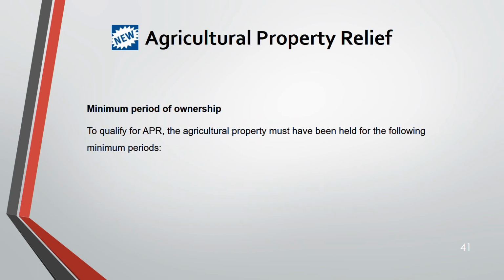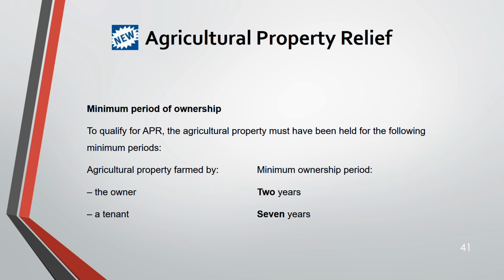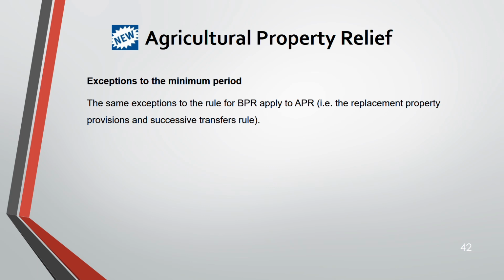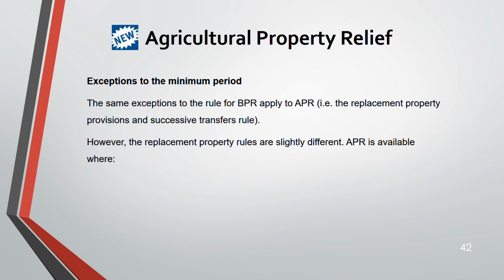What is the minimum period? If the agricultural property is farmed by the owner, the minimum period is 2 years. If it is by a tenant, 7 years. There are some exceptions to the minimum period. What are the exceptions? Same exceptions as BPR: replacement property provision and successive transfer rule. So go to BPR, go through replacement property and successive transfer rule. The same applies for APR. However, replacement property rules are slightly different.